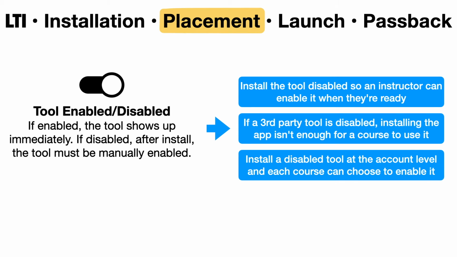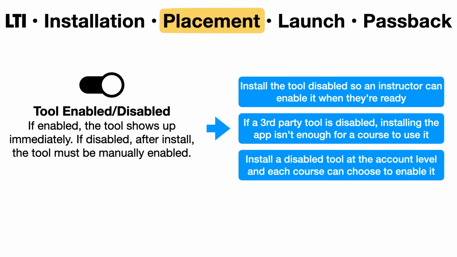The final part of tool placement that I wanted to talk about is whether or not a tool is enabled or disabled. So if a tool is enabled, then as soon as you install it, the tool will show up. If it's disabled, then after you install it, it'll take an extra step to be manually enabled after the fact.